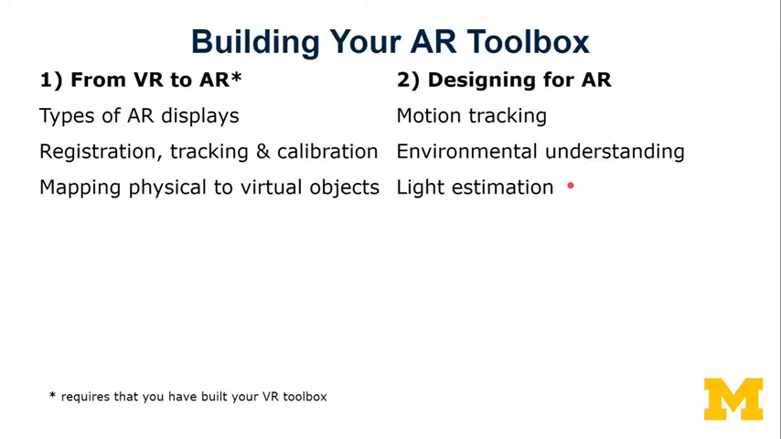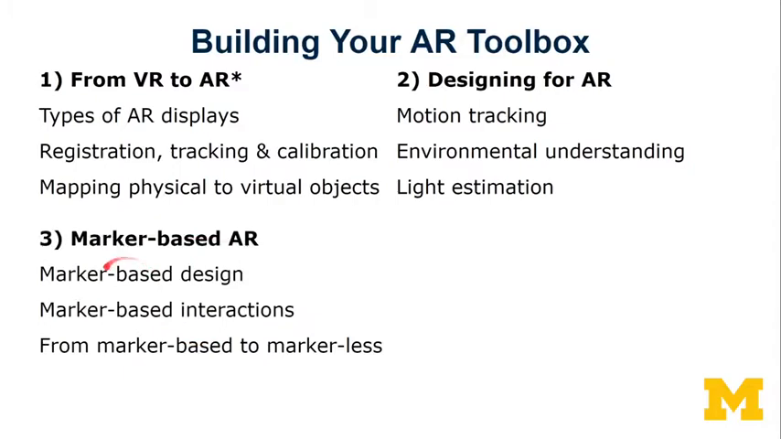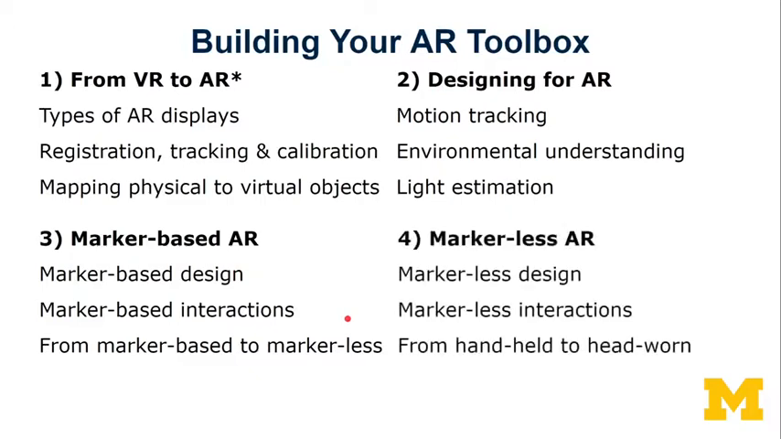Light estimation, we're going to talk about it a little bit. The support for light estimation is growing, so light estimation would allow you to estimate the light at the location where the virtual content is relative to the physical world, and then adjust the lighting so that it blends in better. We're going to learn about marker-based AR, so marker-based design, interactions, and then also going from marker-based to markerless. And we're going to do more on markerless AR, so markerless design, a little bit more on the interactions there, although they can be fairly similar if you're using the right toolkits, and so you could even build one solution and then target both marker-based AR and markerless AR.